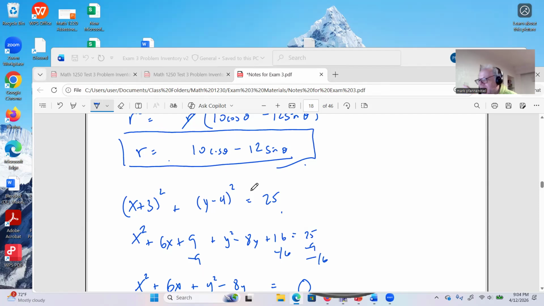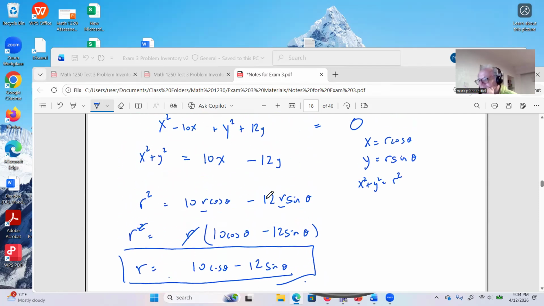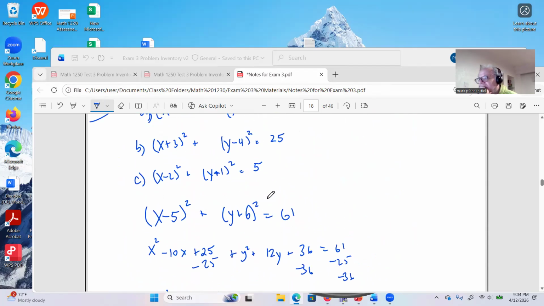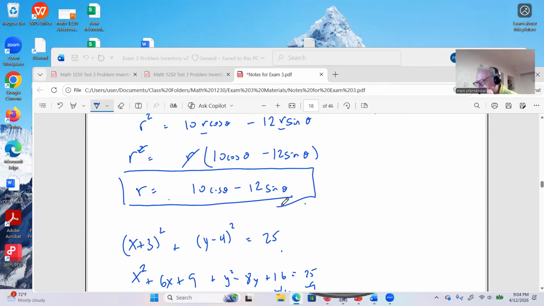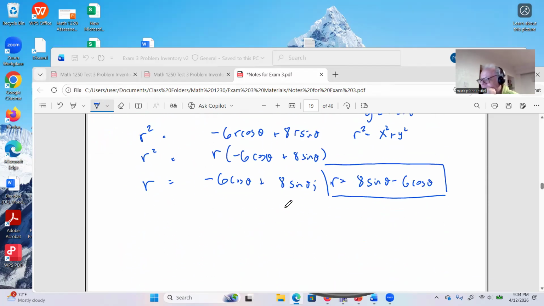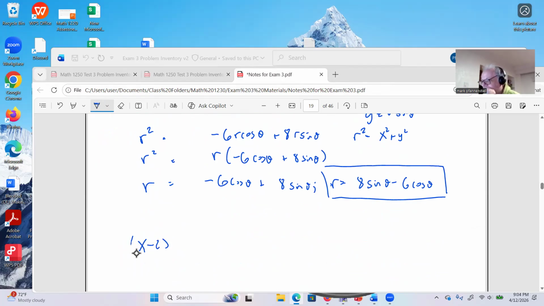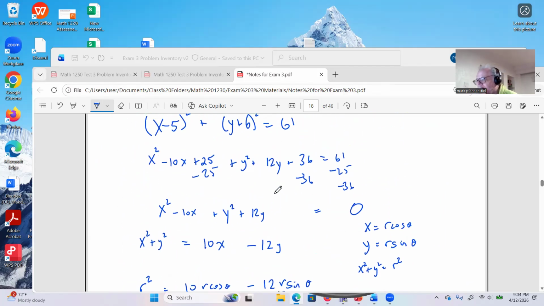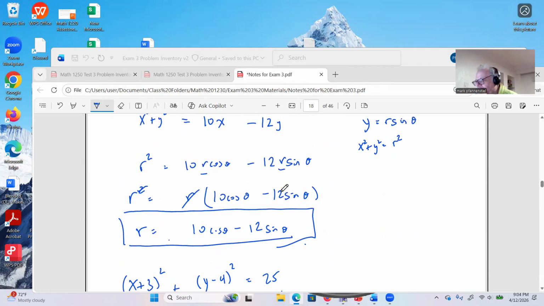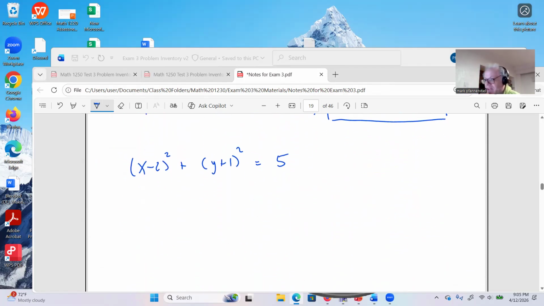Okay, last one, it's a very similar problem. So we could say, okay, what are we looking at here? We have all the way up here at C, x minus 2 squared plus y plus 1 squared is equal to, I believe, 5. Let's go ahead and double check. Yep, we're all set. Same idea. We're going to multiply these out. So we have x squared minus 4x plus 4 plus y squared plus 2y plus 1 is equal to 5.